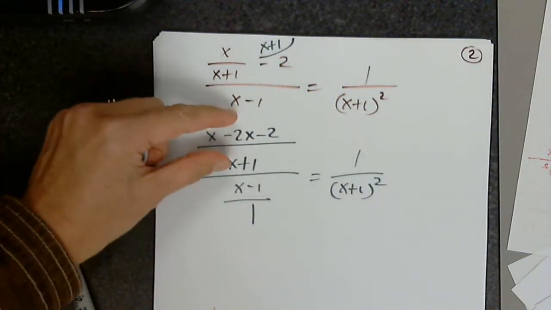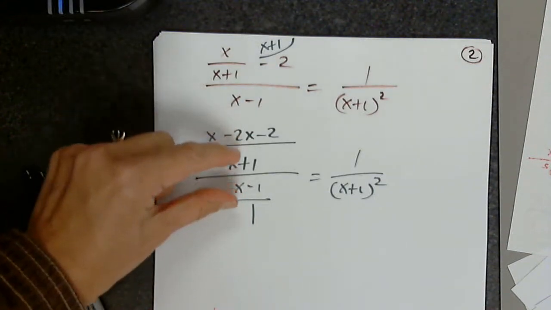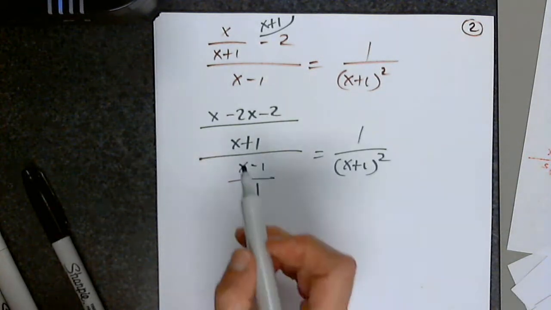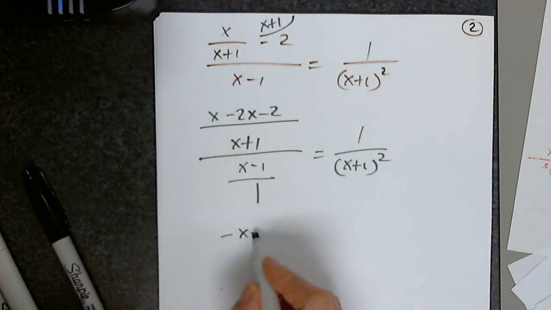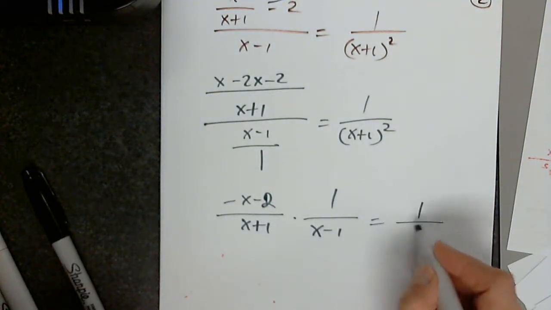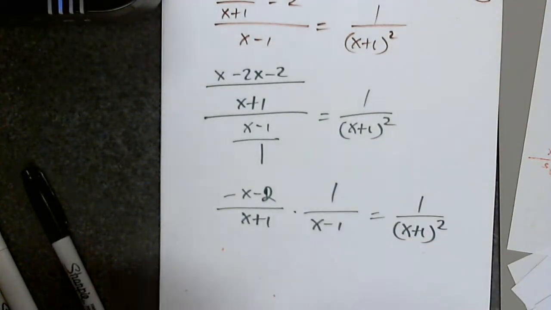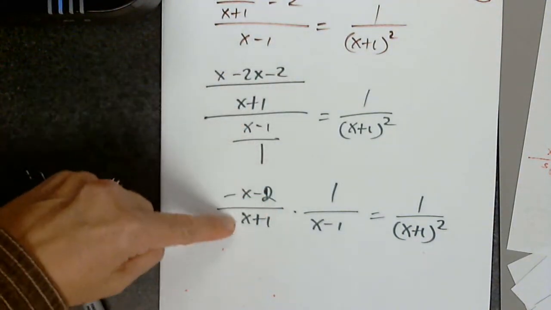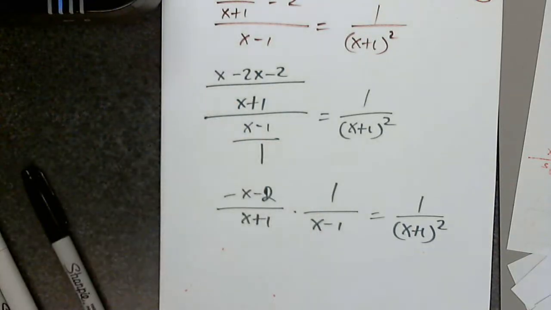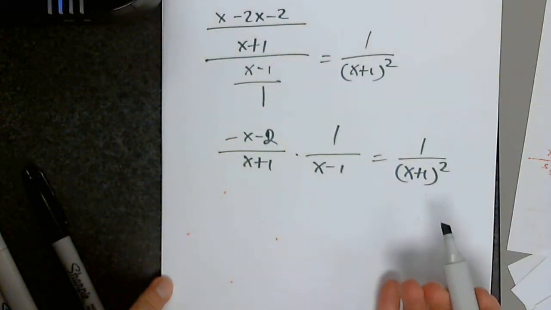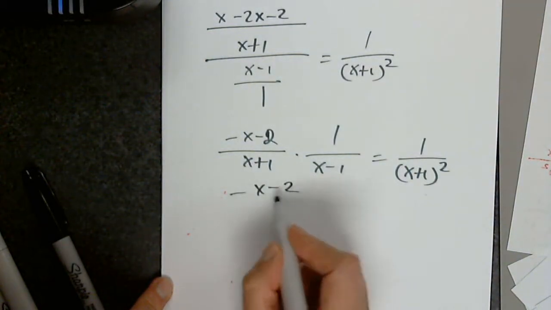And I will combine like terms in a minute. So I have this over this. How do I address a fraction over another fraction? How do I divide a fraction by another? Right. So I have the top, which is negative x minus 2, divided by x plus 1 times 1 over x minus 1, equals 1 over x plus 1 squared. So I had x minus 2x, which is negative x, and minus 2, and I copied x plus 1. I flipped the denominator. So now I will multiply. You could simplify both sides by x plus 1 at this point, but let's say we don't see that.